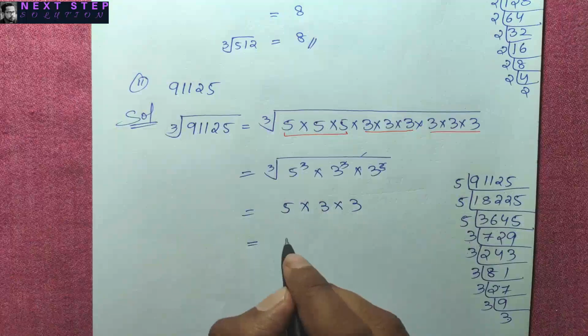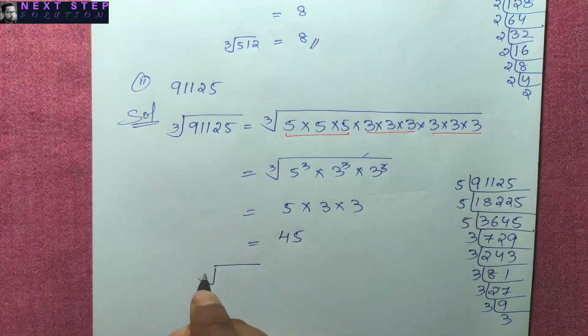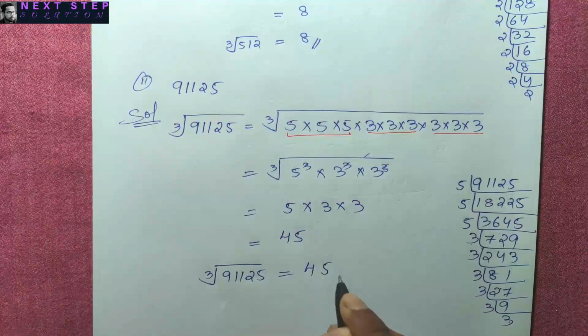After multiplying 3, 3 is 9, 9, 3, 9, 5 are 45. So we have cube root of 91125 is equal to 45. This becomes the answer. Now let us see another question.